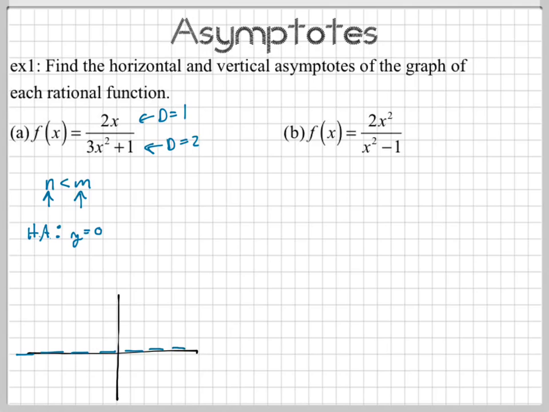I'm trying to draw a line right next to it. That's where your horizontal asymptote is. That means your graph will not cross that line. But it can cross the other one. Well, we haven't identified our vertical asymptote yet.